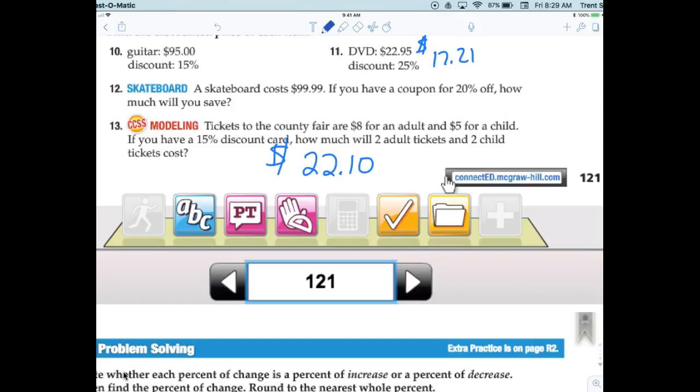It says a skateboard costs $99.99. If you have a coupon for 20% off, how much will you save? Now, are they asking for the sale price? No. So all I have to do is take what? 99.99 times 0.2. Times 0.2, right? Because the $99.99 is the original cost.